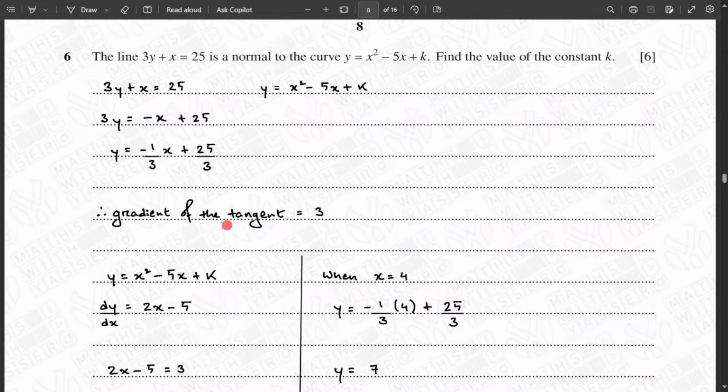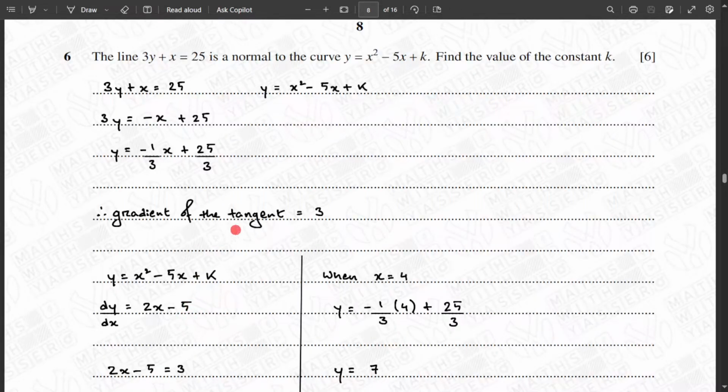So the gradient of the tangent is equal to 3, because the gradient of the normal is minus 1/3. That means the gradient of the tangent will be minus 1 divided by this gradient, which gives us positive 3. So we know the equation of the curve is y equals x squared minus 5x plus k. If we differentiate this equation, we get the gradient of the tangent to the curve. So dy by dx equals 2x minus 5.